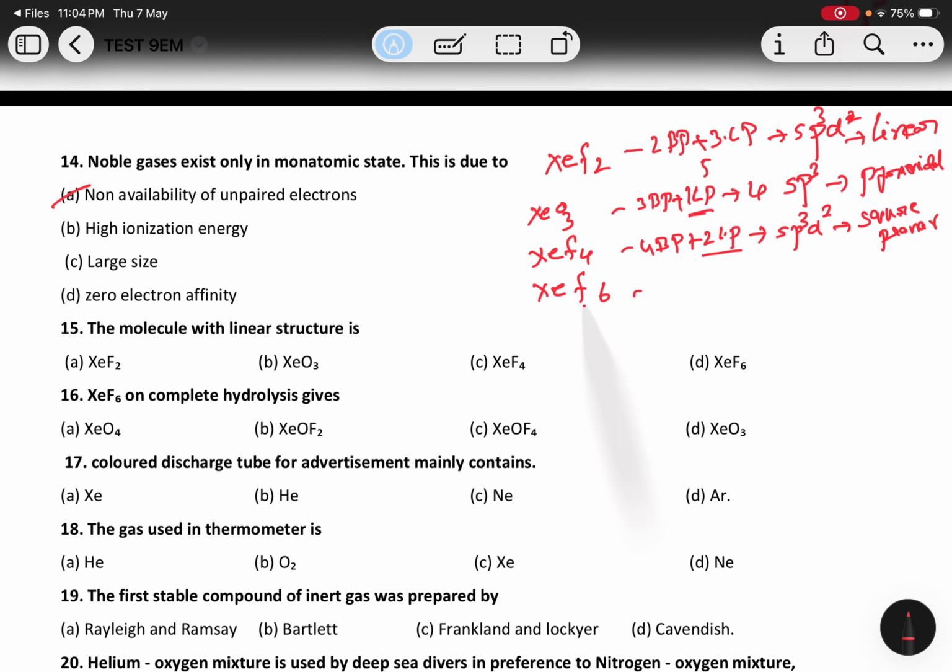In XeF6, 6 bond pairs plus 1 lone pair, so hybridization is sp3d3. 1 lone pair means distorted octahedral.